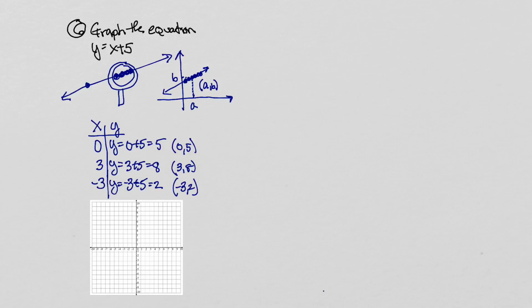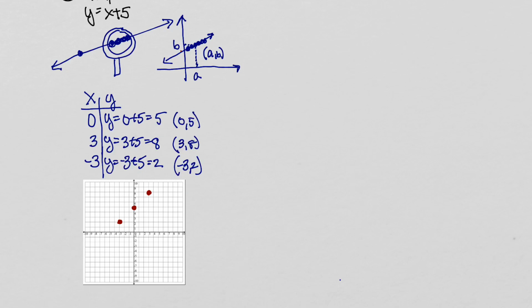Let's plot these and then we'll pass a line through them. So first up, we've got (0, 5). So that's going to be right here. Right, 0 and then up 5. No horizontal, but 5 vertical. Now let's get this one, (3, 8). So to the right 3, up 8 is right here. And then let's get this last one, to the left 3, up 2. Sure enough, those look like they fall on a line. Now I'll do what I can to get a straight line through those points. It looks pretty decent. All right, so we've got that line graphed.